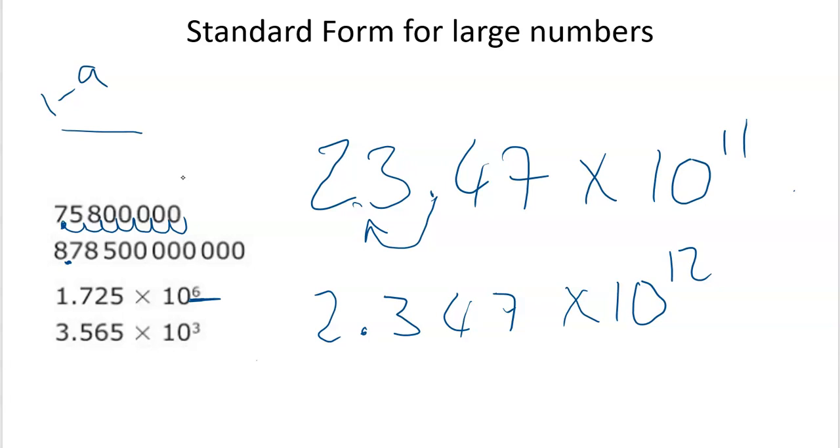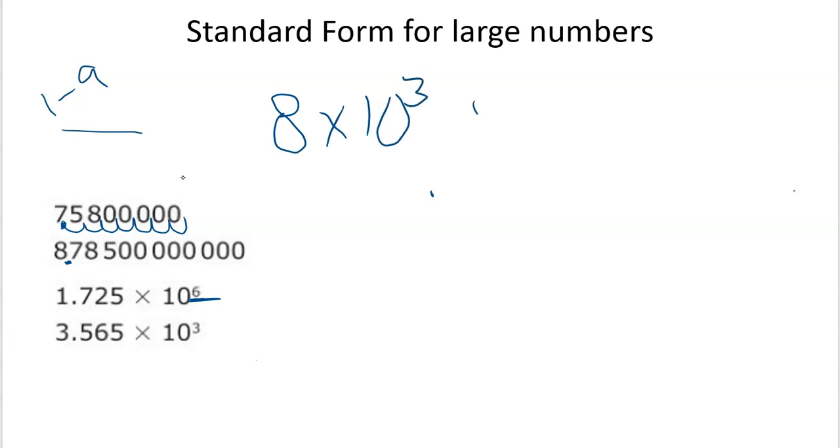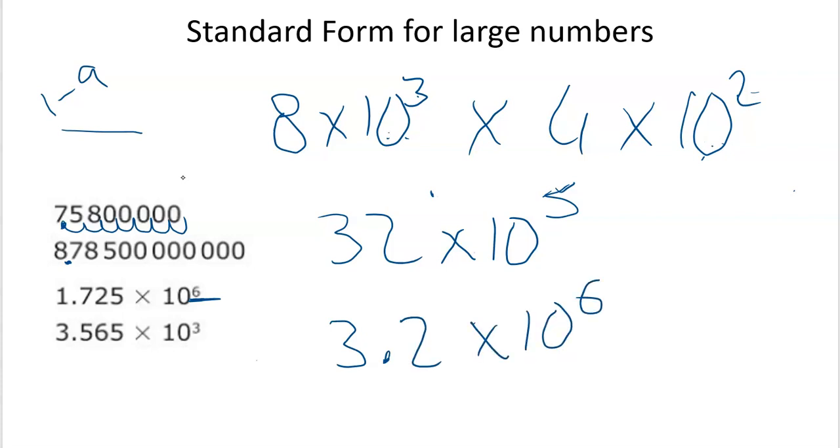If you are timesing and dividing, it's slightly different. If you are doing a times and divide, then it's not too bad, because, for example, 8 times 10 to the 3 times 4 times 10 to the 2. 8 times 4 is 32. 10 to the 3 times 10 to the 2. When you times the same base with powers, you add the powers. So it's 32 times 10 to the 5. But of course, that's not in standard form. So you have to make this smaller, 3.2, and then make that bigger, 10 to the 6.